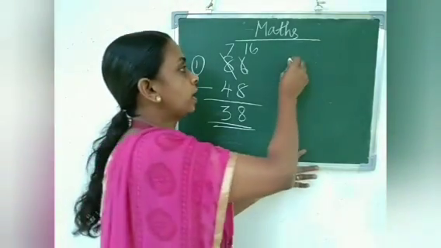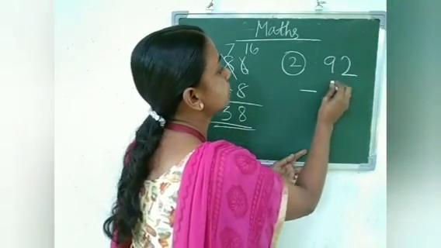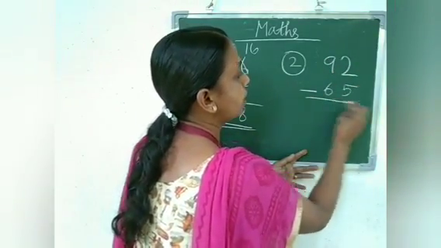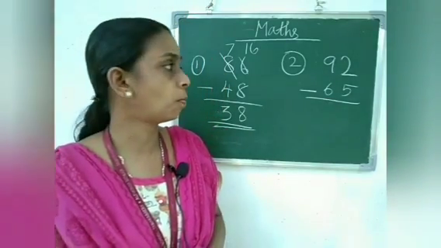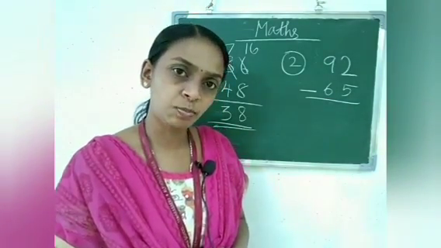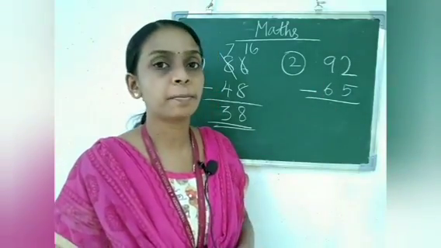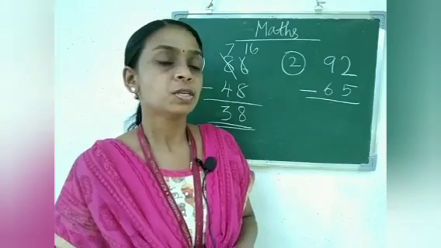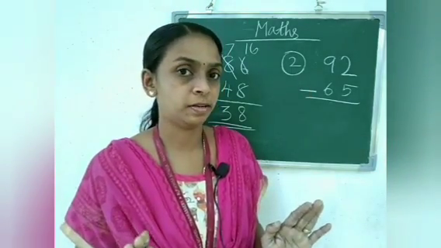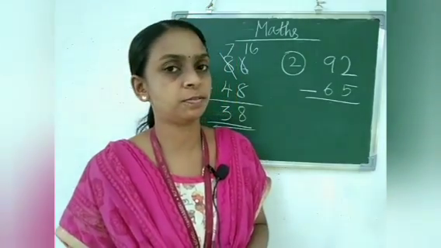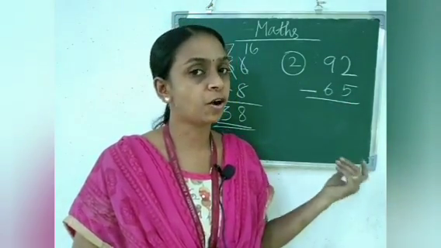So we will look at another example: 92 minus 65. How will we do this problem? Here in the ones place the numbers are 2 and 5. How will we subtract 5 from 2? It is not possible, isn't it? So we have to borrow 1 from 9.